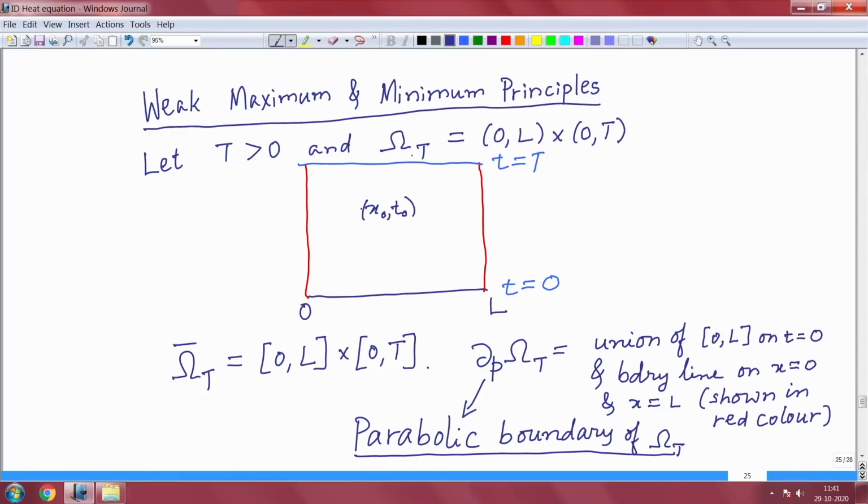Okay. The t_0 can be on the blue line. Okay. So, I am not ruling out that, but I am assuming it is not on the parabolic boundary. So, these two red lines and this one black line. So, t_0 could be on the blue line. Okay. Just remember this diagram.